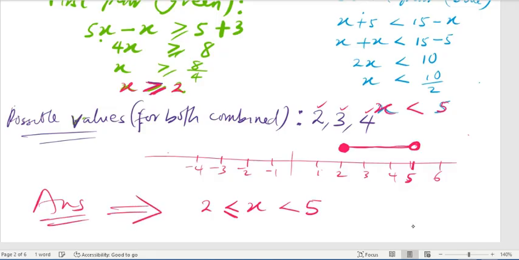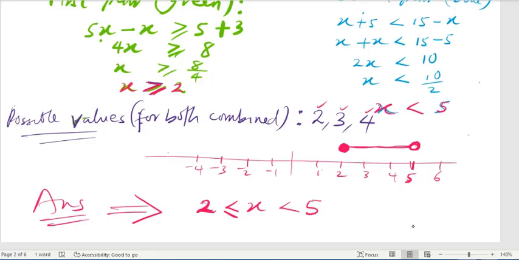Please let me know if you understood what I wrote here. I understand. Yeah, because it says x is greater than or equal to 2. That means, wait, hold on. Yeah. That's correct.